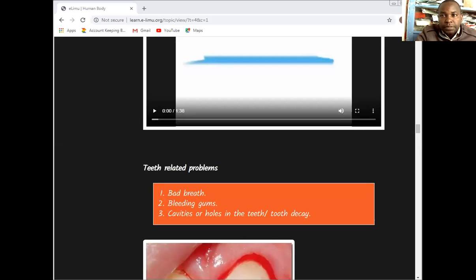Our topic, it is time for science. Our topic is the human body. The subtopic is the digestive system, and we begin by defining what digestion is. Now, digestion is the breakdown of food.